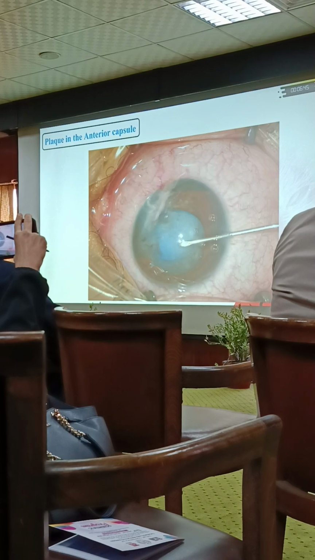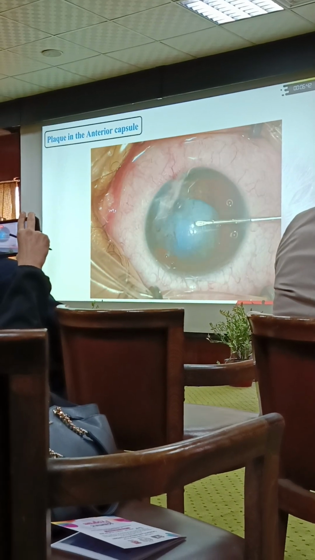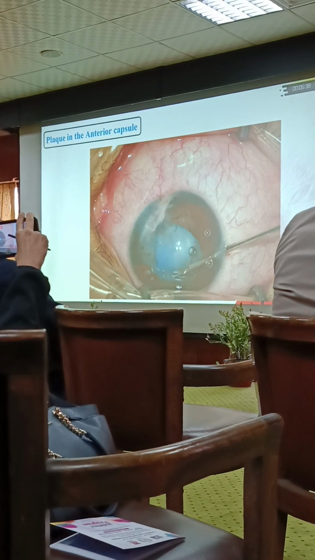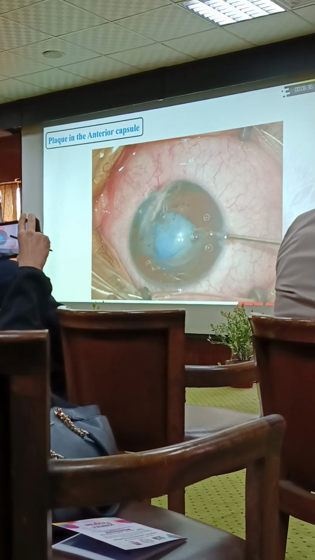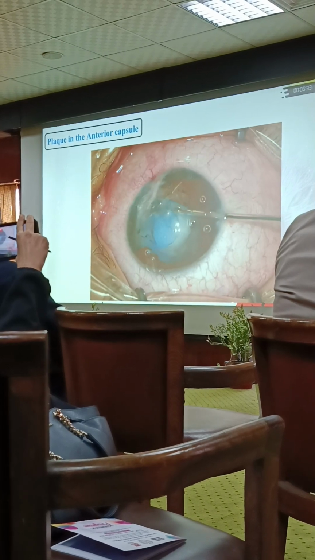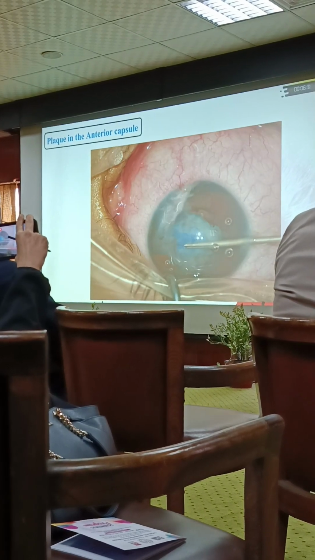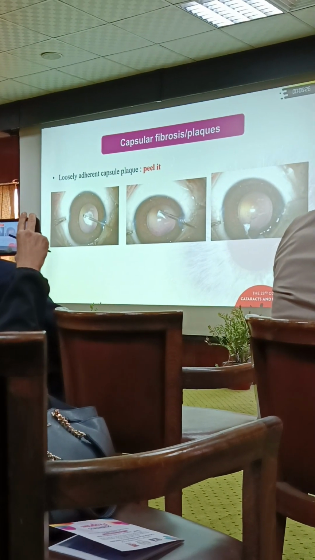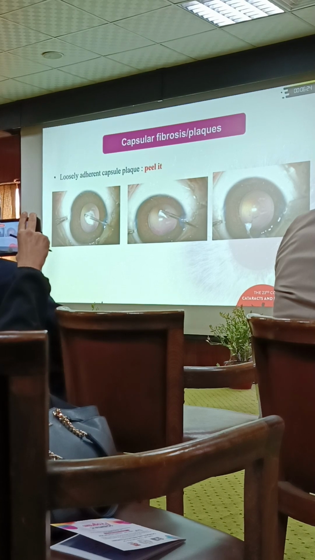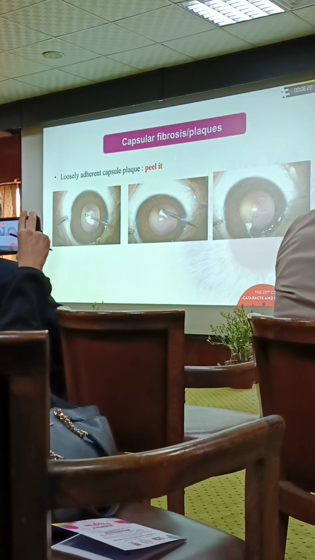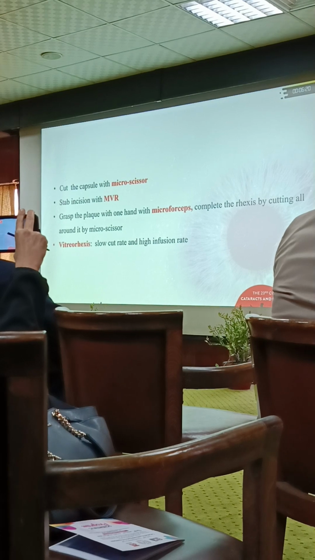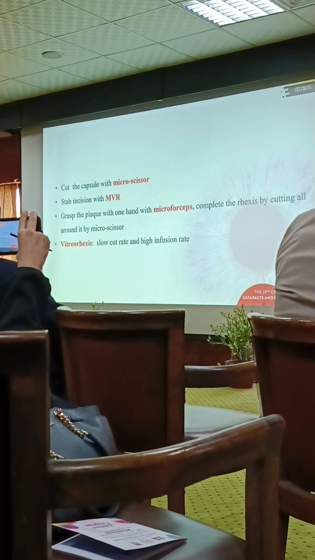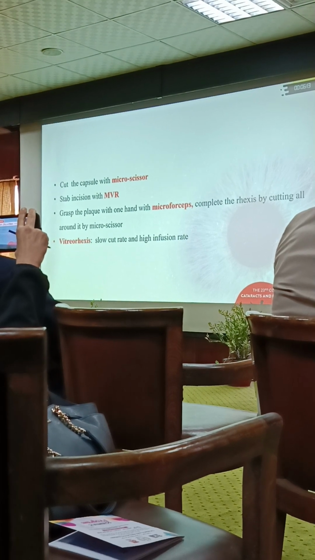أحيانا البليك in the anterior capsule تبقى more dense ما بتتفتحش لا بالسيستوتوم ولا بالسيزر. You have to do step incision at the edge of the plaque by MPR, then continue the removal of the plaque by the micro scissor. So to deal with capsular fibrosis or plaques سواء anterior or posterior أحيانا تبقى very loosely adherent وبالتالي you can peel it easily. أحيانا بنحتاج بعض الانسترومنتس زي مايكرو سيزر أو MPR أو to grasp the plaque with micro forceps and complete the rhexis with micro scissor.